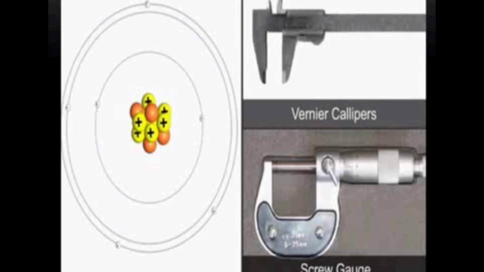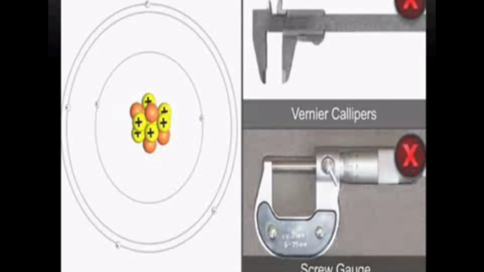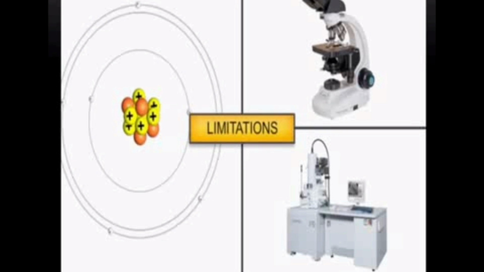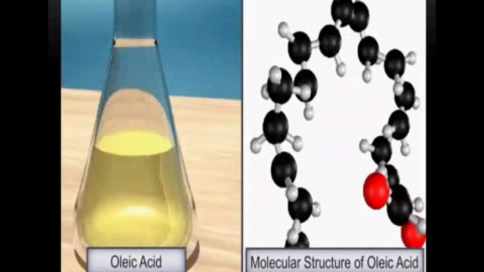By using the vernier caliper and the screw gauge, we are not able to measure the length of an atom. So we require some other instrument to measure the size of an atom. That is the electron microscope, and microscopes are used to measure the size of an atom. It also has some limitations. We are not able to measure inside the atom. We can only measure the size of an atom, but not inside that atom.